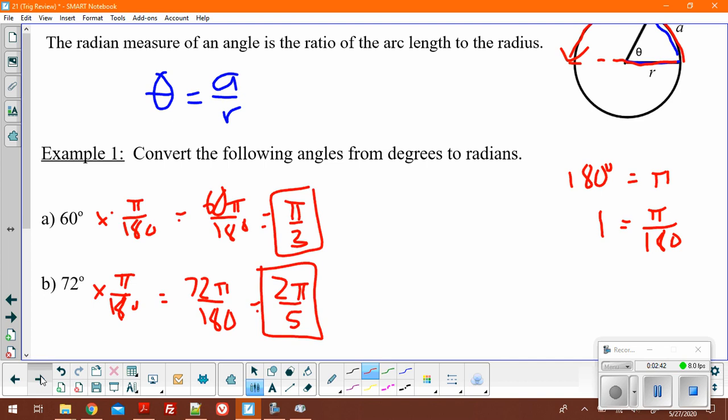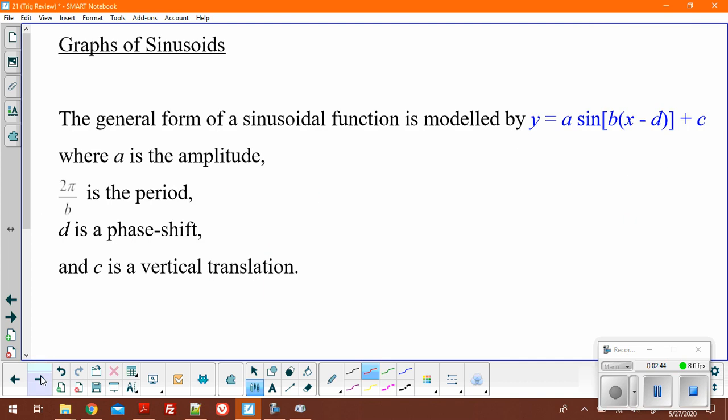Secondly, we're going to talk about the graphs. We know that a sine or cosine function can be modeled in a form where A is the amplitude, 2 pi divided by b is the period, so that horizontal stretch affects the period of the function. The last two things are my phase shift and my vertical translation. So this part controls up and down, and this part controls left and right. Notice the presence of these other brackets in here.